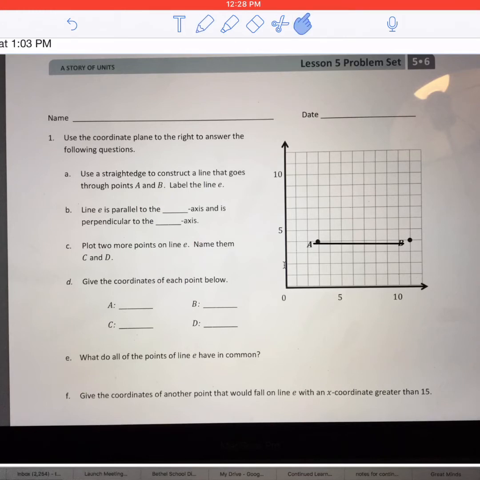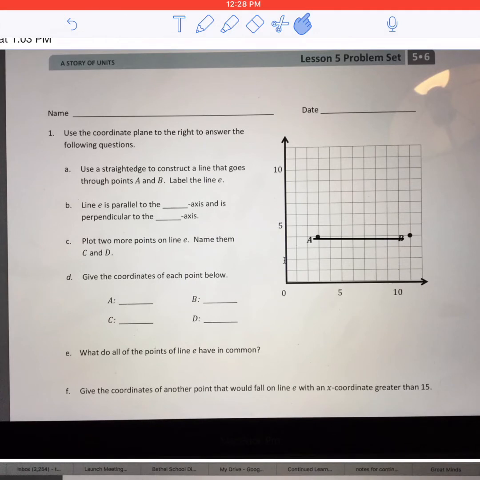You can use an index card like Miss Ferguson did. You can use whatever you have available. So as you can see, I made that line that connected points A and B, just like the question asked, and I labeled it line E.